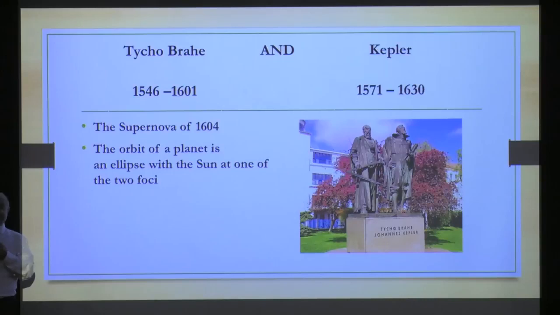So let's go back a little bit. Aristotle says the Earth is in the middle. Copernicus said the Earth is not really in the middle, it's a little bit off, but everything turns around it.